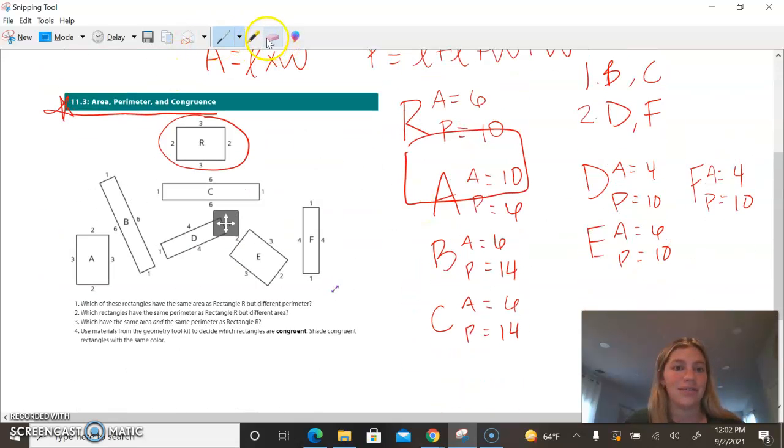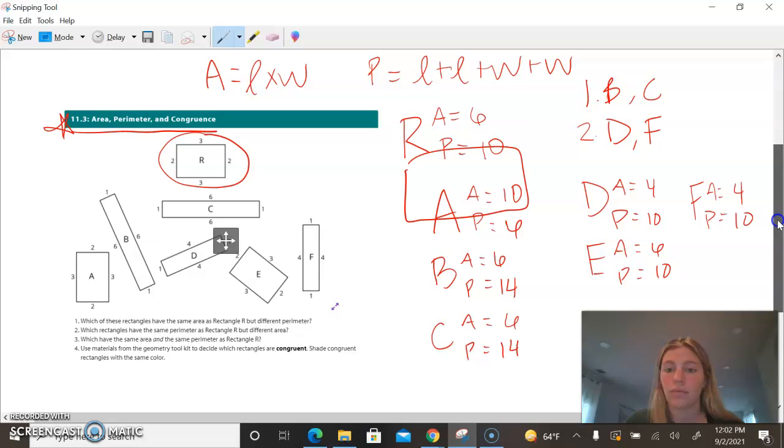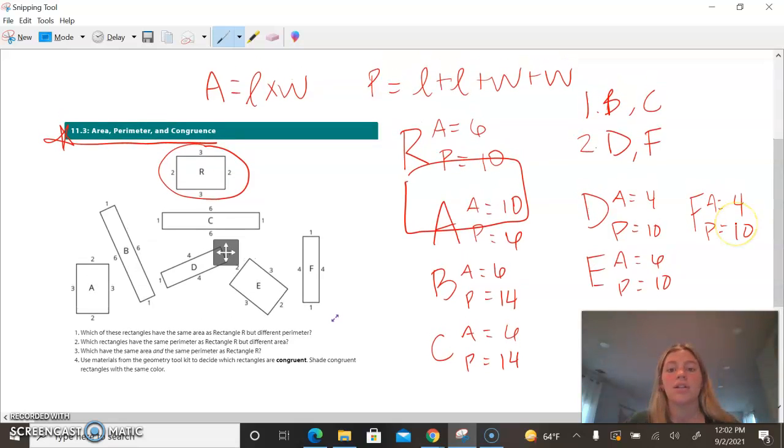Why did it do that? That's annoying. Made my box go all silly. Okay. We'll just deal with it right there. You guys understand what I'm saying?